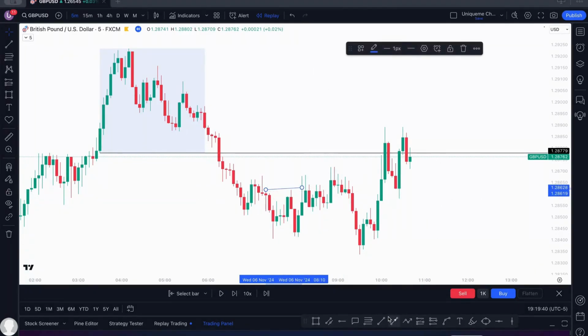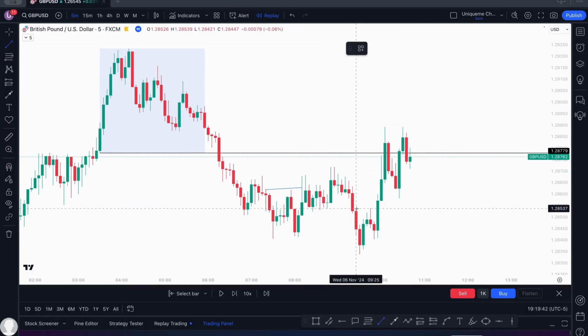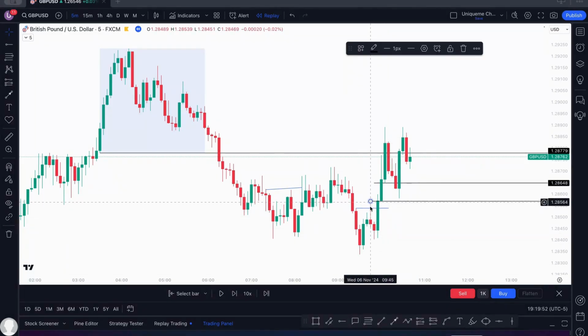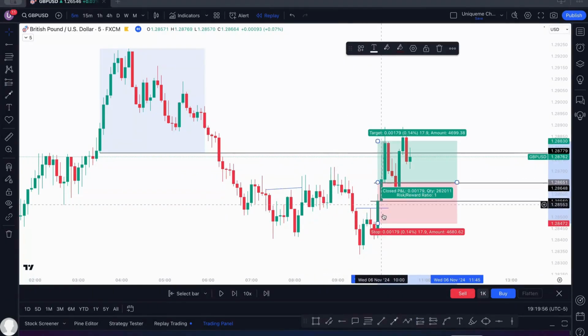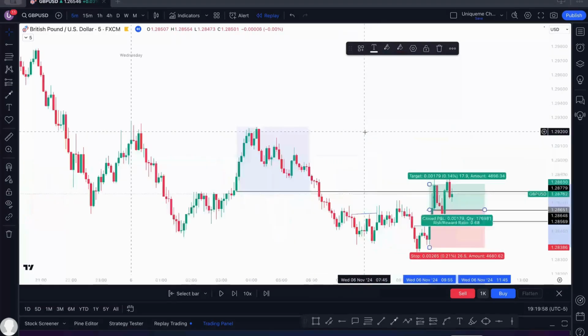But what do I see here? There was a shift in market structure here. And what did I tell you about entry? Fair value gap is king. There's a fair value gap here, and there's another fair value gap here. The closest fair value gap around the breaker should be your entry. Can you see that?